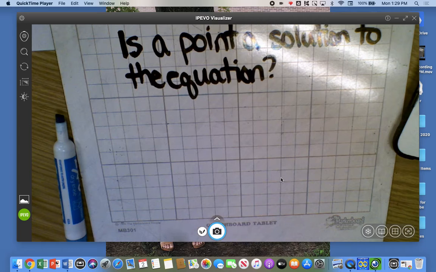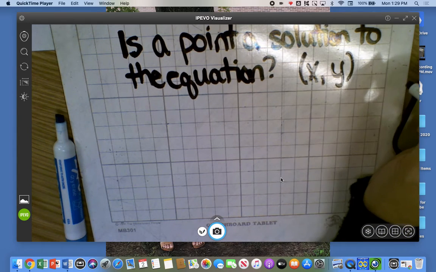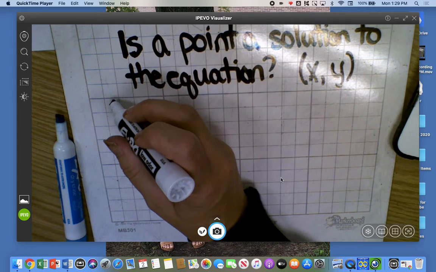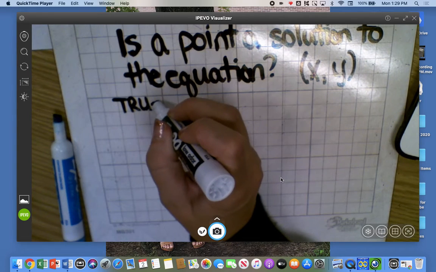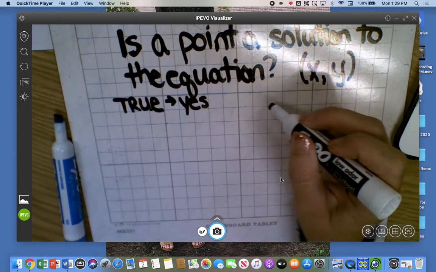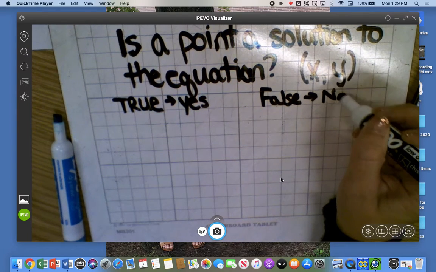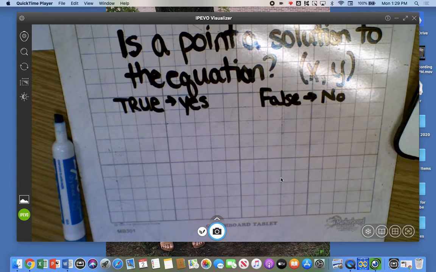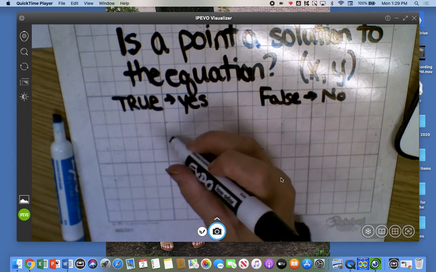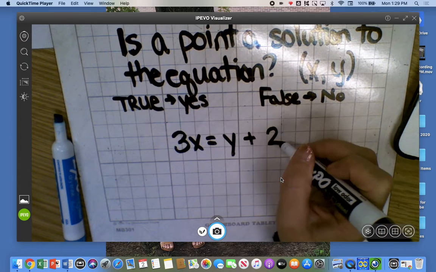All right, so if I give you a coordinate, an X and a Y coordinate, you plug them in. If you get a true statement when you plug in those values, then you're going to say, yes, it is a solution. If you get a false statement when you plug it in, you're going to say, no, it's not a solution. So I'm going to give you an equation like this: 3x equals y plus 2.